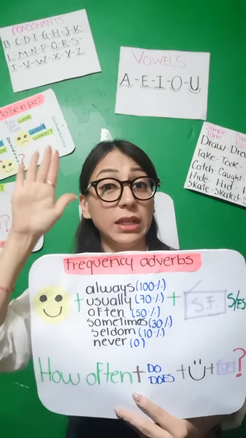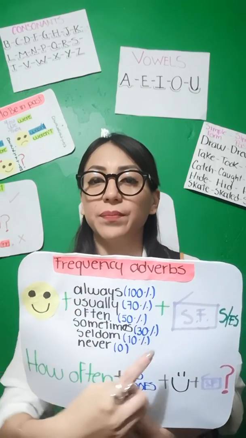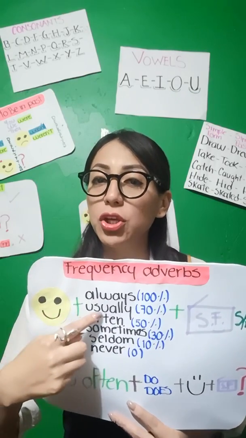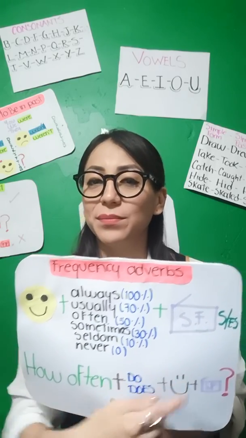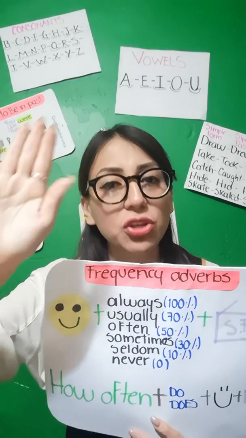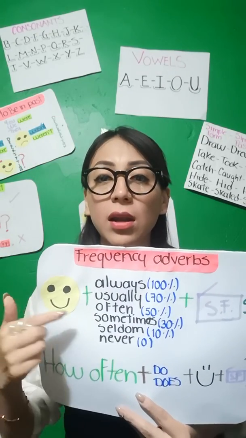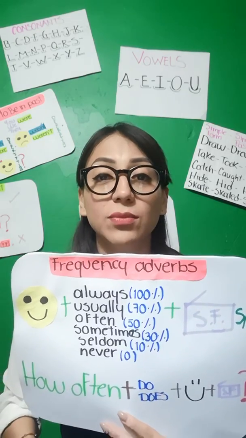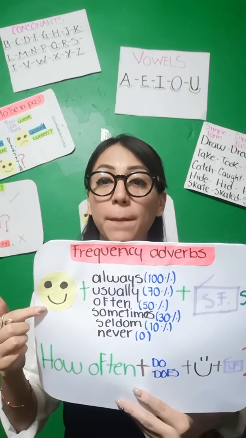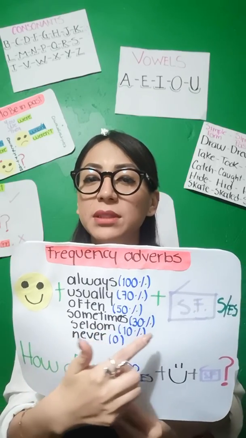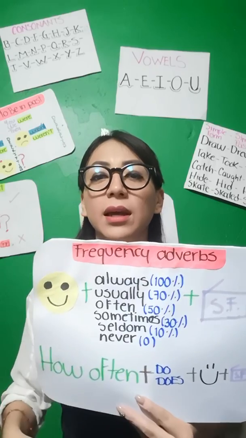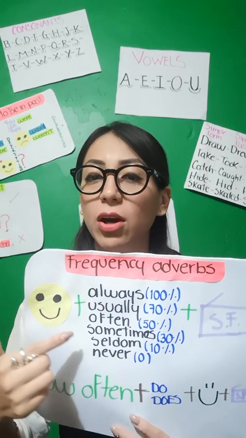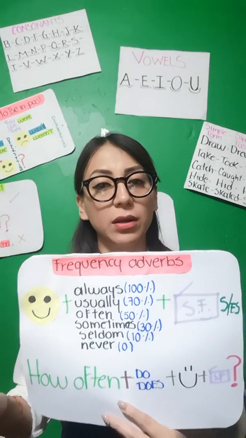Okay, I can say, for example, I always study English. My mother usually dances. My mother usually, not all the time, but usually. My sister often washes the dishes. Okay. My dog sometimes barks in the park, for example. What is barks? This action, woof, woof, that is barks. My dog sometimes barks in the park.